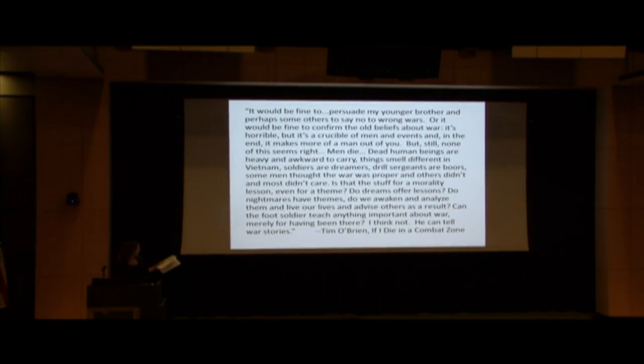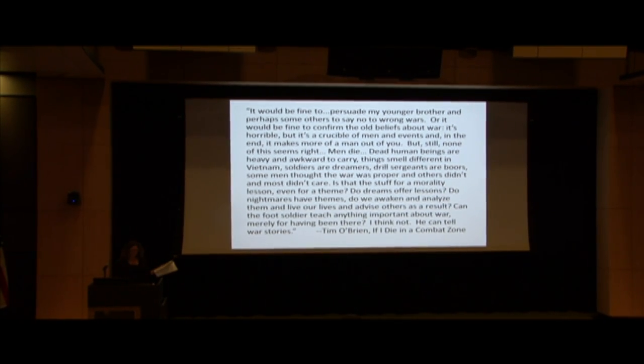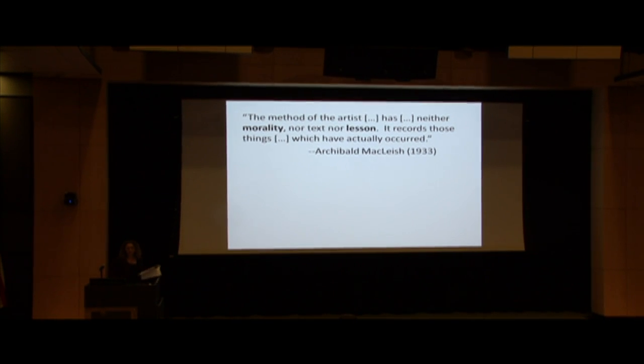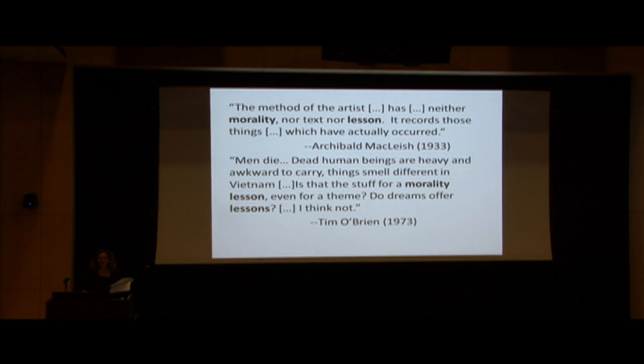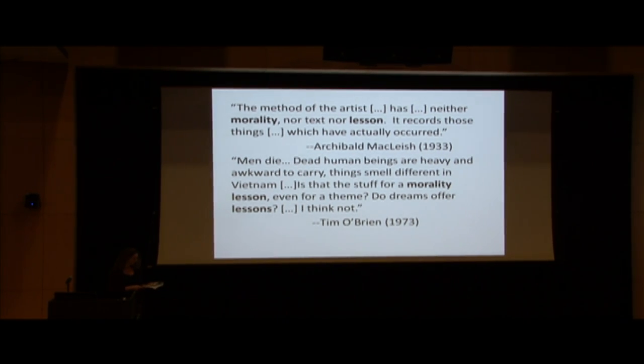So I'm reading his words here. Notice how he's echoing McLeish's words from 1933, almost word for word. There's McLeish. There's O'Brien. Morality, lessons, in both cases, art can't teach either. The method of the artist, McLeish said, has neither morality nor text nor lesson. It records these things, seen or unseen, which have actually occurred. Not those grand narratives at the top of the O'Brien stanza, but blunt facts and impressions and experiences.